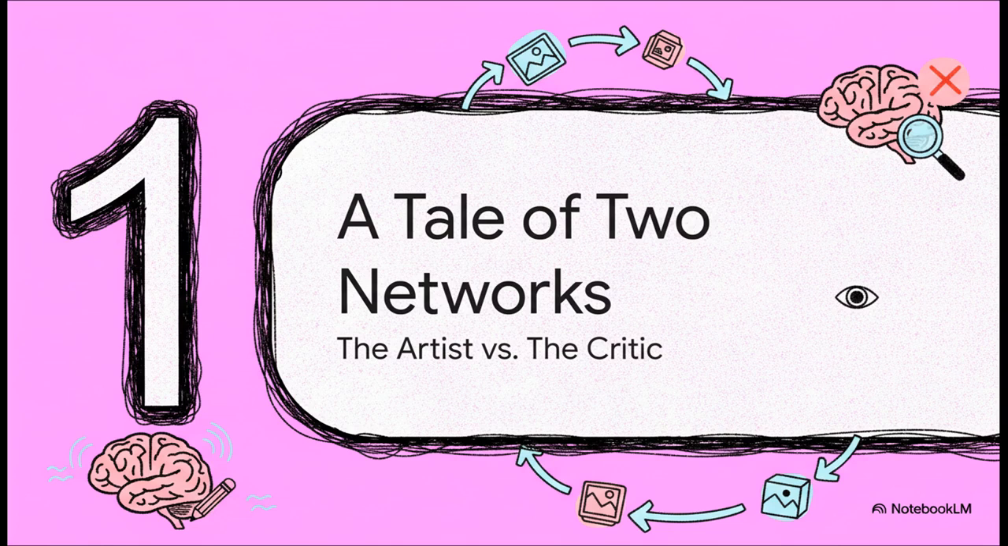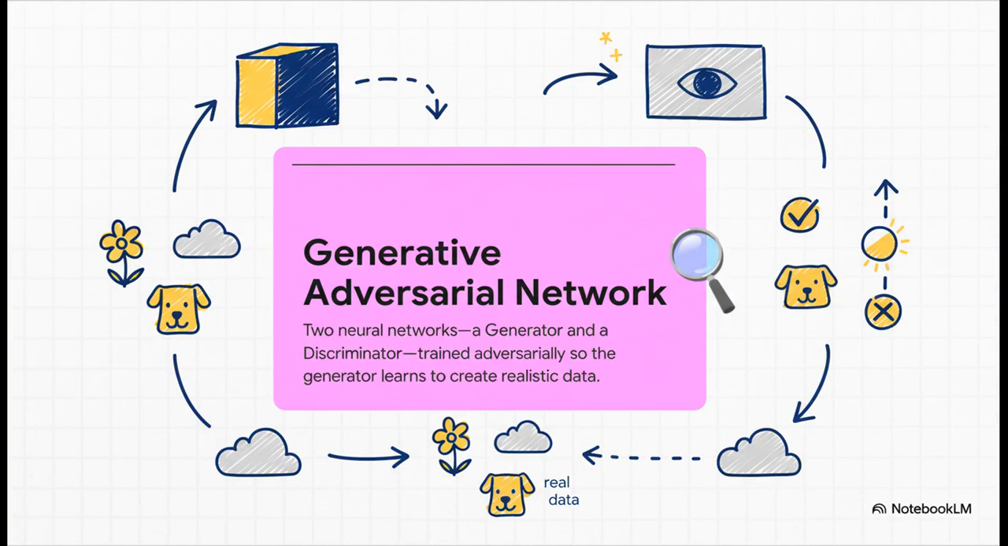The magic behind this whole illusion is something called a Generative Adversarial Network, or a GAN for short. And that word right there, adversarial, that's the key. This isn't just one AI working by itself. No, this is two AIs locked in a head-to-head competition. So what does that actually mean?